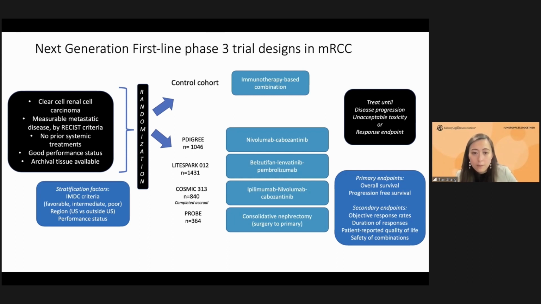Of these 4, the only completed one is COSMIC-313, which is building on a triplet of ipilimumab, nivolumab, and cabozantinib. The 3 that are ongoing: PEDIGREE, I'll show you in the next slide, is an adaptive phase 3 trial that's run in the US. LITESPARK-012 is a triplet trial, really building on lenvatinib and pembrolizumab. And then PROBE is a trial that's being run in the cooperative groups in the US that's looking at the question of when to do surgery to the primary in the face of metastatic disease.